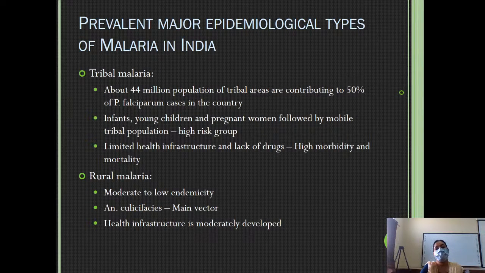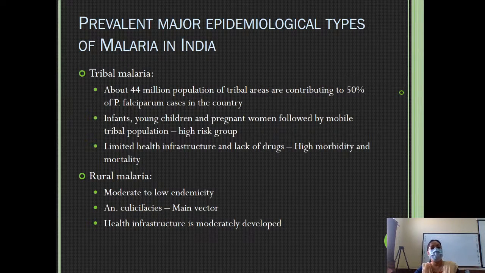And among the tribal areas also, who are the people who are most at risk? Most at risk would be infants, young children, pregnant women. They constitute the high risk group, and this is closely followed by the mobile tribal population because they don't have permanent places to live in. They live in temporary shelters. They do not have adequate protection measures from the mosquitoes. They sleep in the open, they live in the open, so they are very exposed to mosquito bites and high density of mosquito bites leading to diseases amongst them.